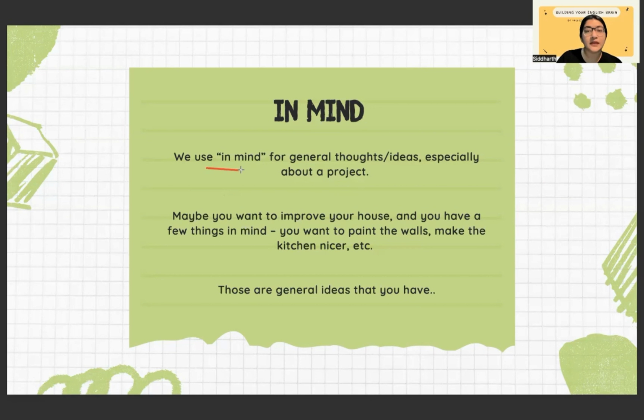So, "in mind." "In mind" is basically used for thoughts and ideas, especially about a project. For example, you want to renovate your house or improve your house. So, you must be having certain things in mind, right? And they could be you want to paint the walls, what should be the color of the walls, make the kitchen nicer, renovate it, clean it, change the tiles maybe. So, all these thoughts are inside your mind, right? So, for these general ideas or thoughts that you possess about the project, you use "in mind."